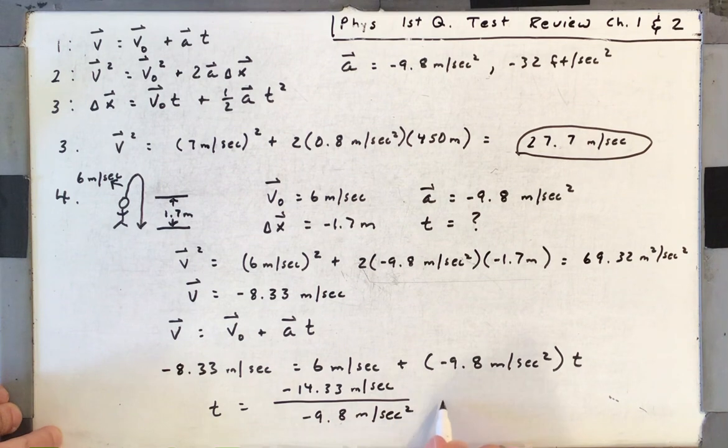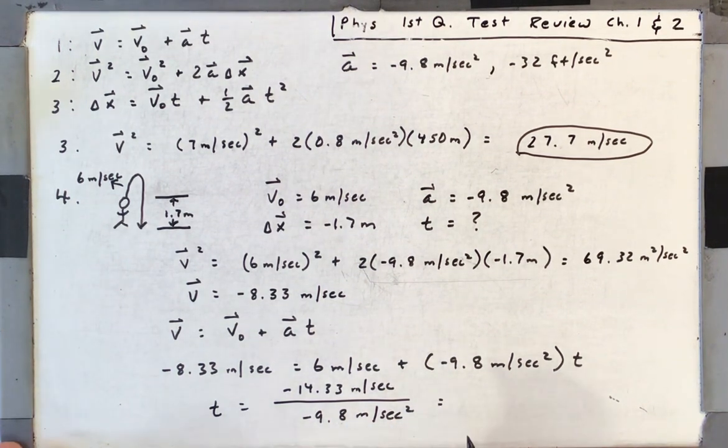And you know you've done it right because the negatives cancel. If you get a negative time, then you messed up. All right? And that's what you would have done if you hadn't made this negative. Okay, you would have ended up with a negative time. Okay, so that time is 1.46 seconds.